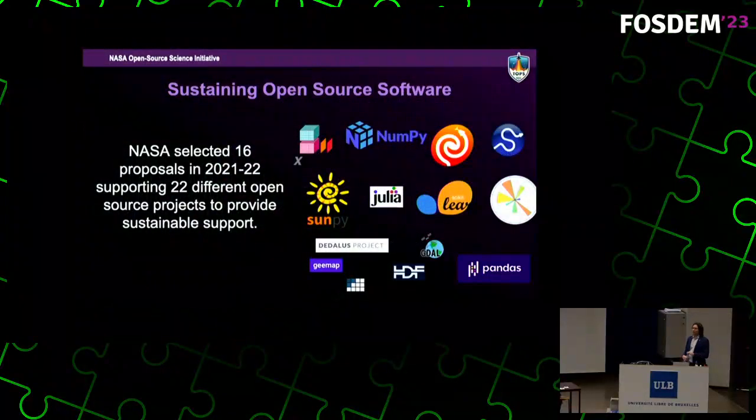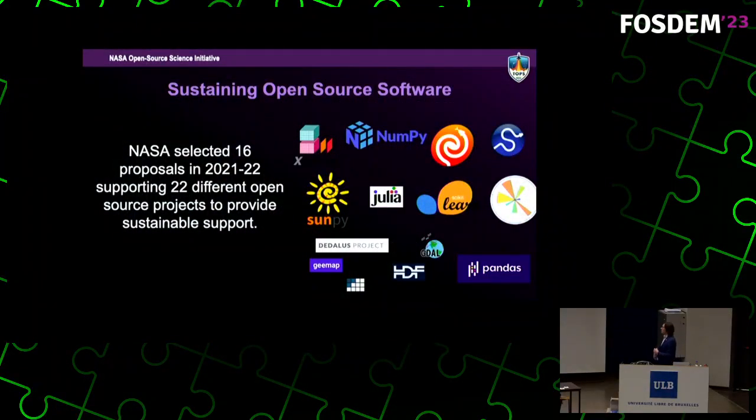The other thing is we're directly funding open source software, especially in the scientific environment. Over the last 2 years, we've selected over 16 proposals supporting 22 different projects, which we're providing direct support to. This call was specifically for sustainability. We weren't asking for new features or new products. What we were asking was, please make sure this software works as best as you can and that it's sustainable, so that we can continue to use it. We've supported this with over $3 million so far.